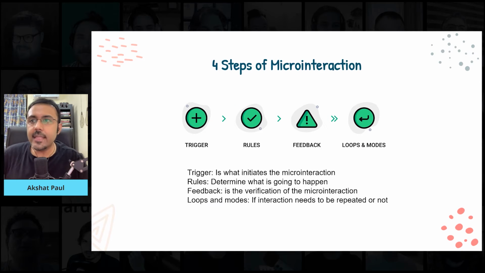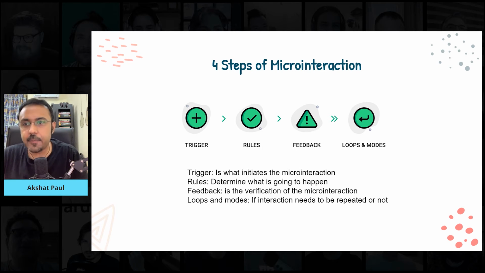So let's look at these four steps of micro interaction. First being trigger, second rules, next is feedback, and then loops and modes. Let's understand them one by one. The first one is a trigger. A trigger, or the first step, is when we initiate the micro interaction. For example, if we take an example of washing a hand while interacting with a sensor tap, which automatically pours water.